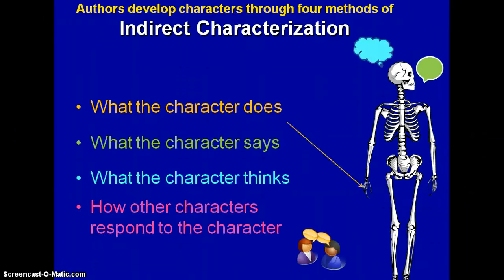Let's think about it. Think about someone who you would describe as a bully. Think about what that character might do. Like an 8th grader might slam a 7th grader into a locker. We know that doesn't actually happen at Cooper, but in other schools maybe it does. Think about what a bully might say. Probably something that wouldn't be very nice. A bully might think about how they could make another person unhappy, and other characters might respond to a bully by being fearful of him or her.